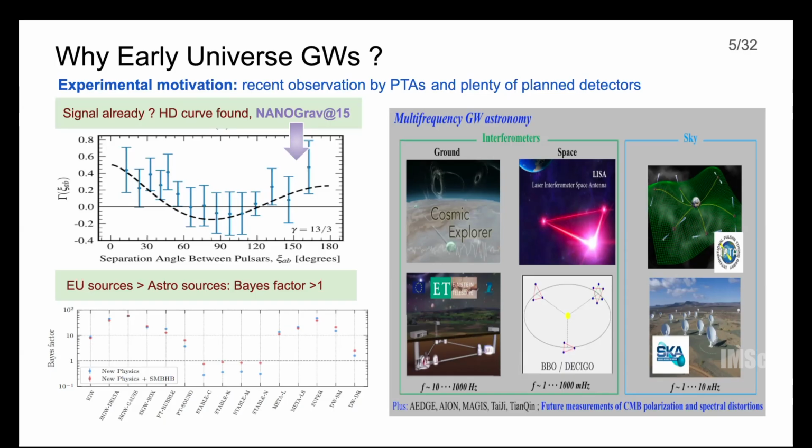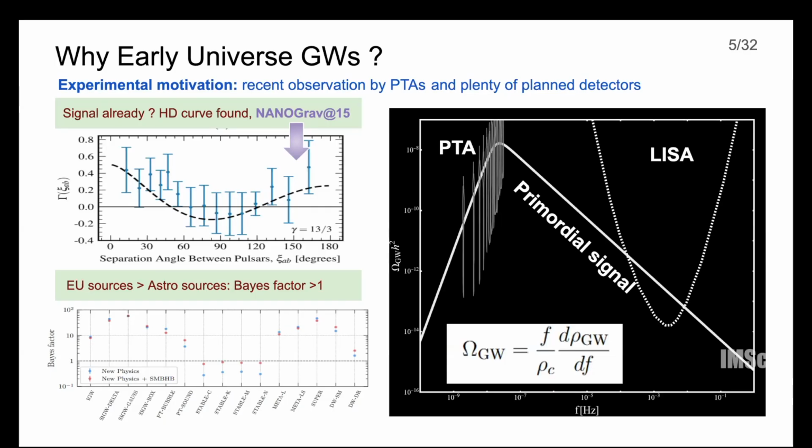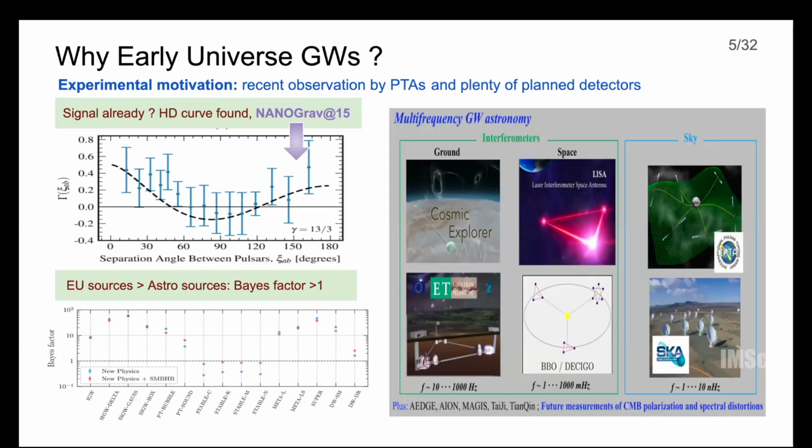Okay, so yeah, this was the experimental motivation. Not only pulsar timing arrays, as you can see, there are many other detectors operating at different frequencies. Pulsar timing arrays operate in the nanohertz band. There are planned detectors like LISA and DECIGO, and also ground-based detectors like LIGO, Cosmic Explorer, and so on.